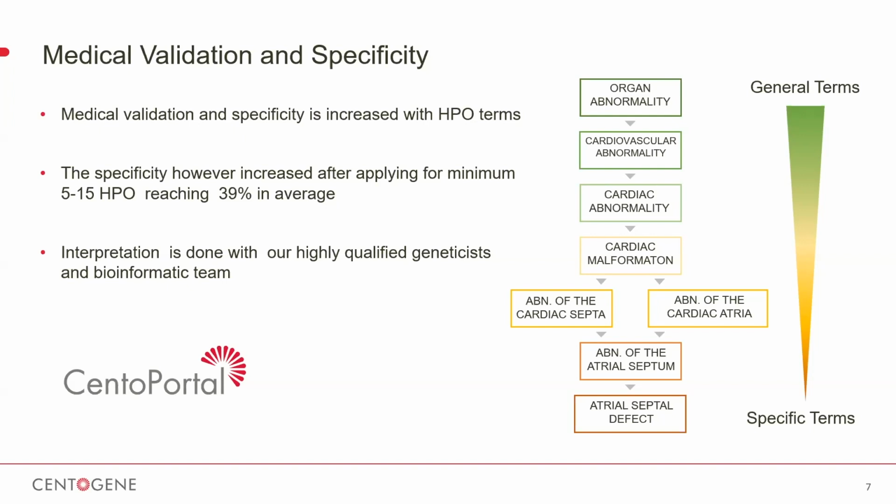According to our experience in CentoGenes, we also published data in the European Journal of Human Genetics in 2017 showing that sending from 5 to 15 HPO terms brings diagnostic utility to 39%. This is, of course, integrated by the highly qualified geneticists and bioinformaticians team we have in CentoGenes, ensuring accurate detection of disease causative mutations, saving time, and improving the quality of the reports that we provide to our customers, including physicians and patients.